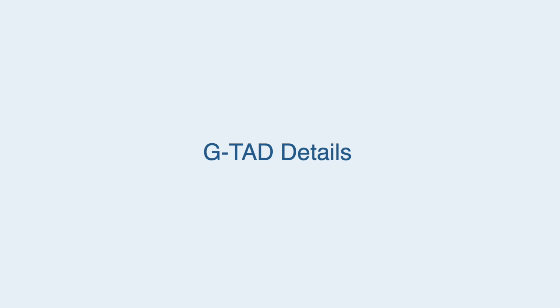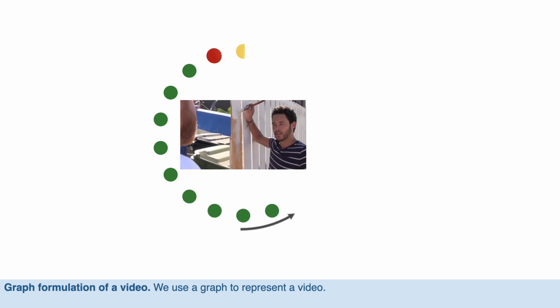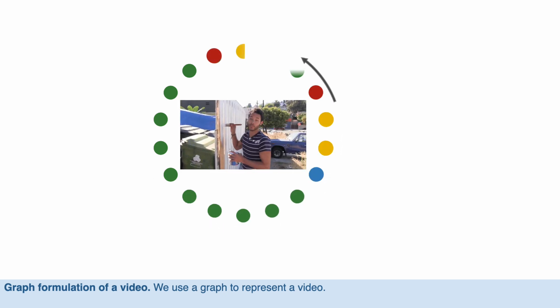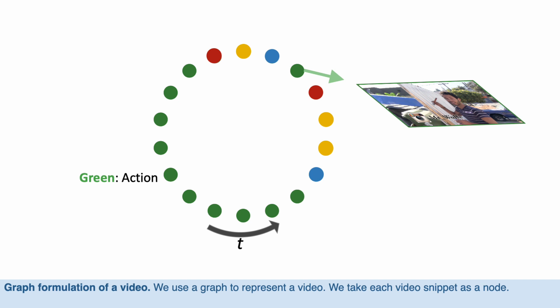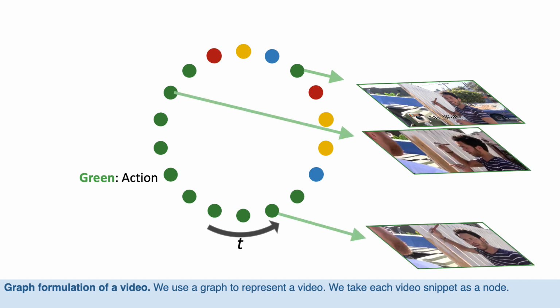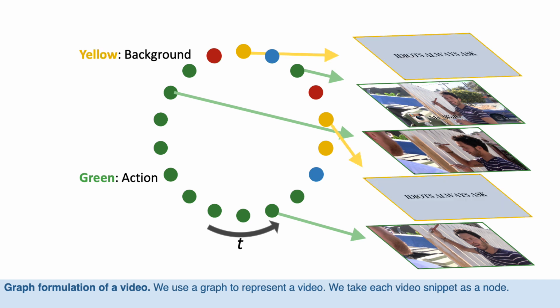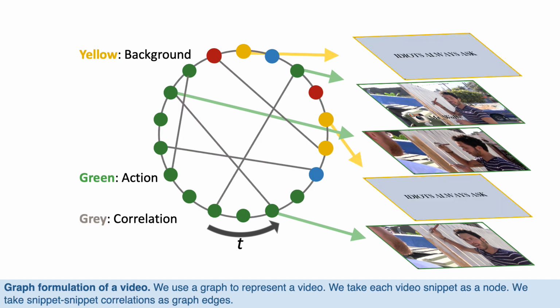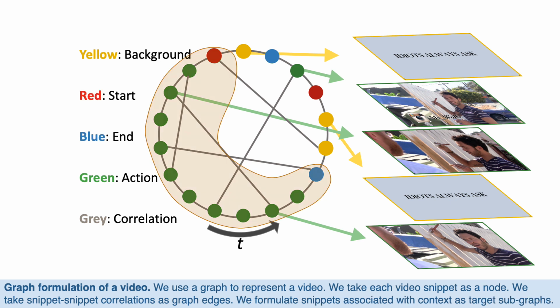G-TAD details. This is our graph formulation of a video. We use a graph to represent a video. We take each video snippet as a node. We take snippet-to-snippet correlations as graph edges, and we formulate snippets associated with context as target subgraphs.